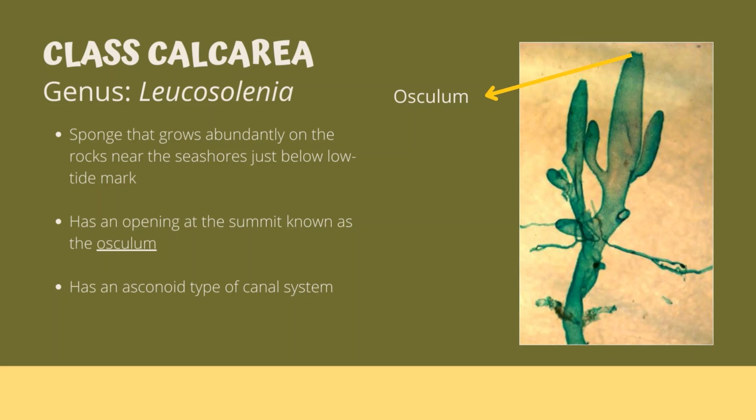The genus Leucosolenia of class Calcarea is a simple sponge growing abundantly on the rocks near the seashores just below the low tide mark. It has an opening at the summit known as the osculum. It has an asconoid type of canal system.